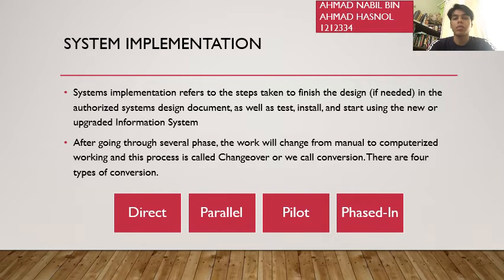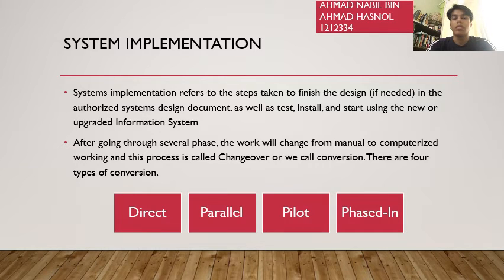The next type of conversion is called the parallel run, which provides the most control. In this approach, both the old and new systems operate together for a time, and it runs the manual and computerized systems simultaneously for a certain period of time.